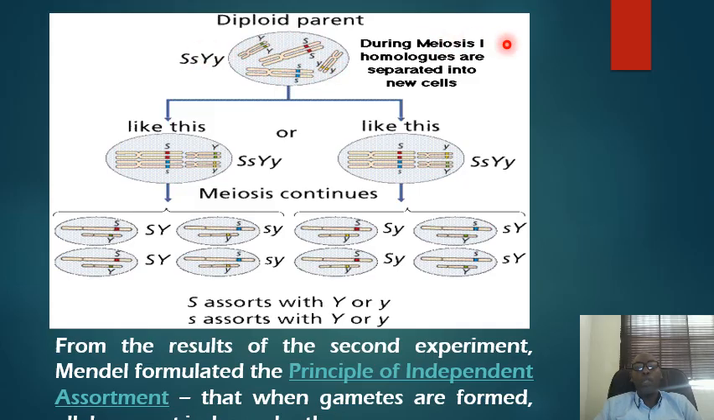So during meiosis I, homologous chromosomes line up and are separated into new cells. That's where segregation takes place. And at the end of meiosis II, you have 4 daughter cells containing 4 possible gametes: smooth and yellow, wrinkled and green, smooth and green, and wrinkled and yellow. According to the second law of Gregor Mendel, the capital S assorts with either capital Y or small y, and the small s assorts independently with either capital Y or small y.